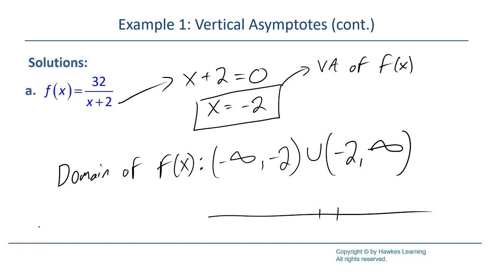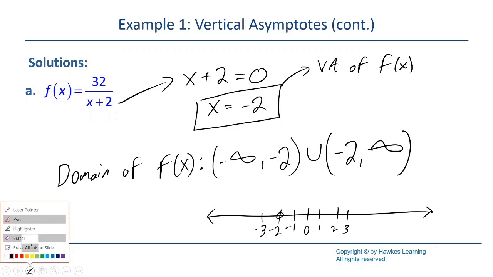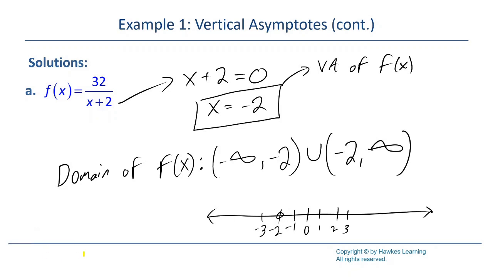You think about it as like a number line. So here's 0, 1, 2, 3, negative 1, negative 2, negative 3. And of course, this will keep going either way. This would be an open circle. And then everything else would be included.